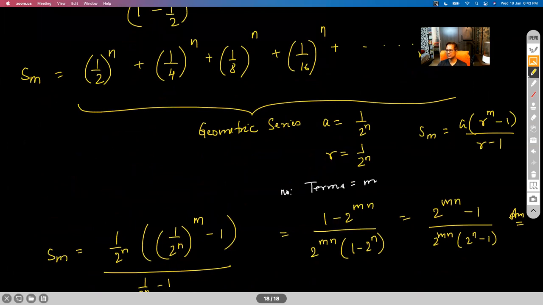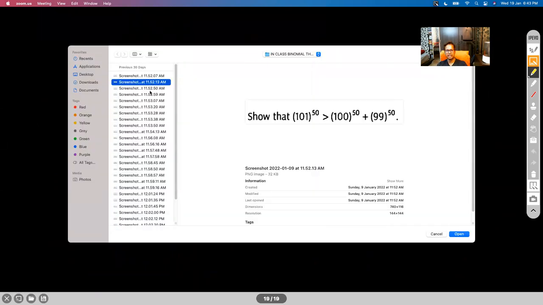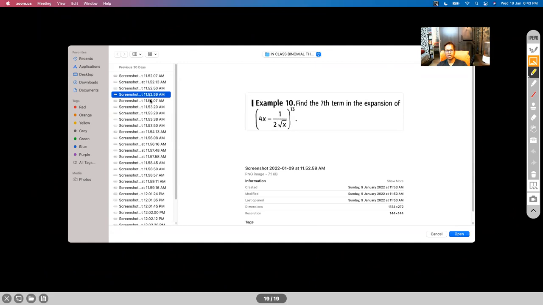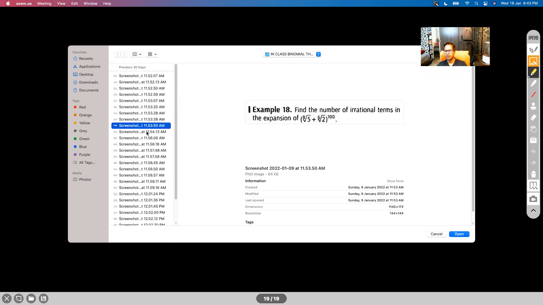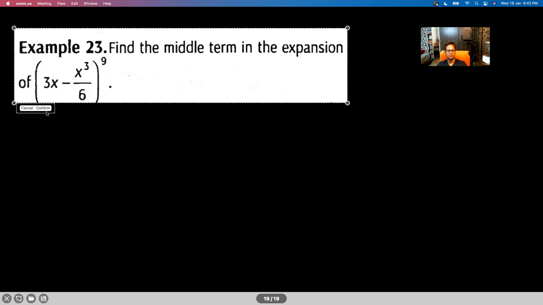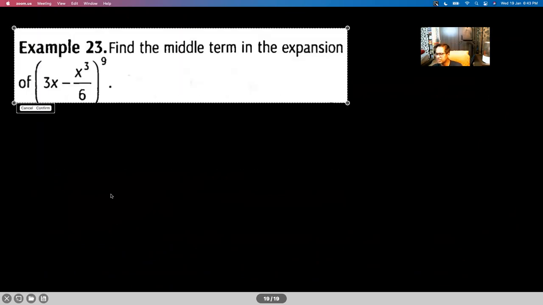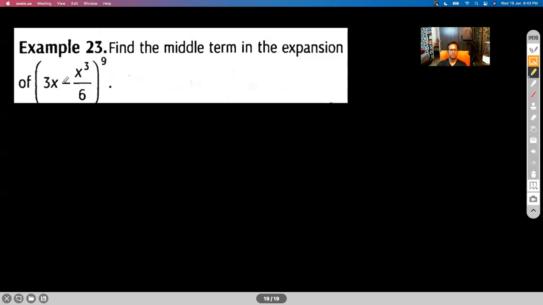Let's move on to the similar type of questions. In fact, let's take some question on middle terms. Find the middle term in this expansion. Find the middle term in this expansion. Middle term or terms, that depends upon the expression.